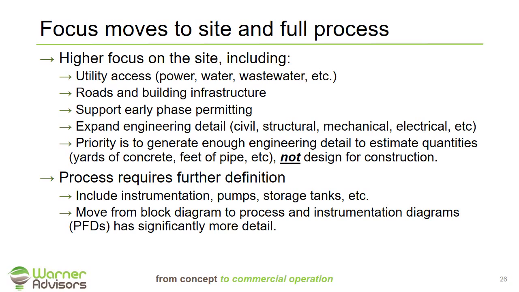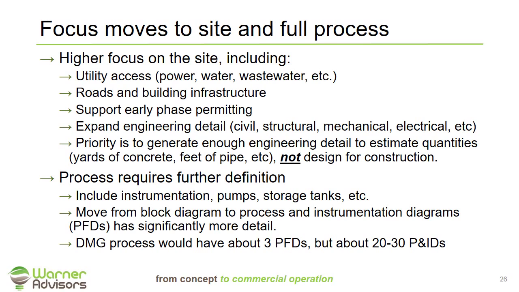It's also going to move from the block flow diagram I showed you earlier to what's called a process and instrumentation diagram. So where the block flow diagram was really just one page with an overall heat and material balance, something like the process flow diagrams and the detailed P&ID. The process flow diagrams for a dimethyl glop process would probably be about 3 pages, but as an example, the P&IDs would expand to such a detail, those drawings alone would be probably 20 to 30 full-size drawings, just delineating how the equipment is set up and how the instrumentation, piping, and valving all relate to one another.